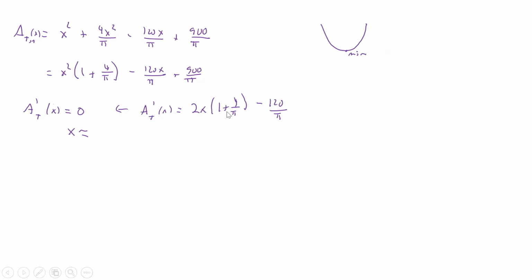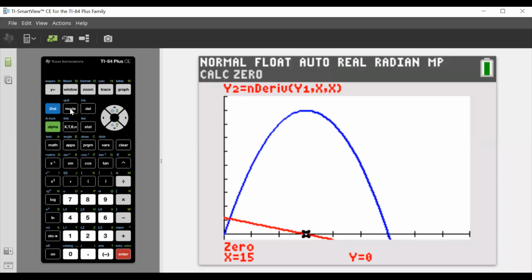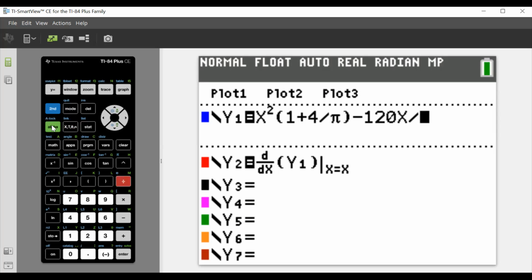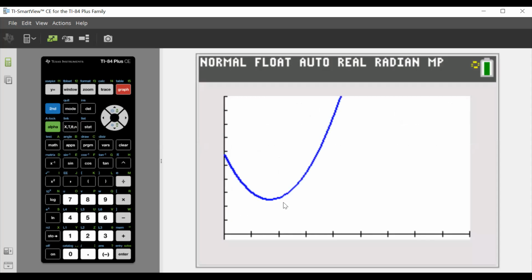But I suggest let's go ahead and do our calculator, and then we don't have to worry about all that. We can just plug in what our A of x is. It'll take its derivative, and we can find where it crosses here. So let's clear that. And we said it was going to be x squared times 1 plus 4 divided by pi, and then minus 120x divided by pi, and then plus 900 divided by pi. And now hopefully we have the area already. Oh yeah, so we got that.